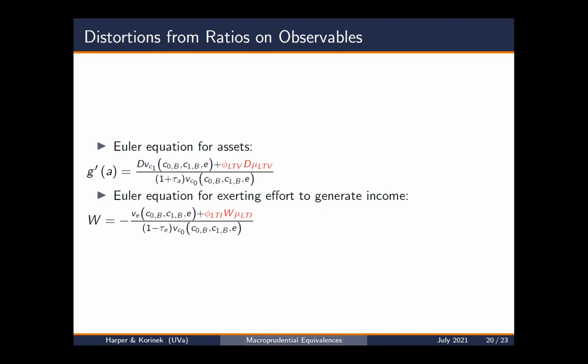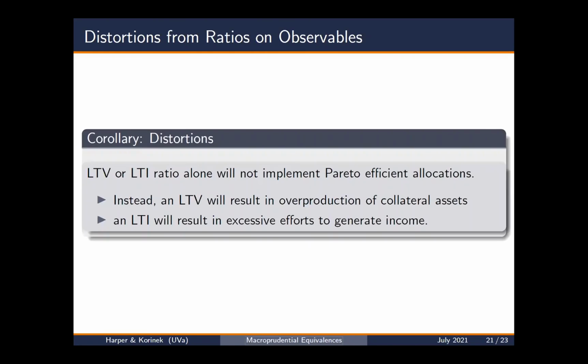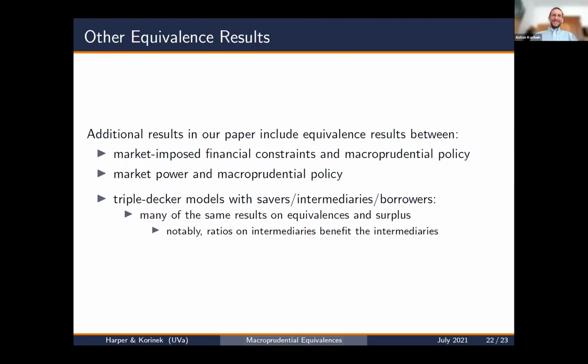So with that, we have our next little corollary to our earlier proposition: if you have a loan to value ratio or a loan to income ratio alone, you're not going to get a Pareto efficient allocation. And I think we're out of time, so I'll hand it back to Anton for quick concluding remarks. Okay, let me perhaps quickly highlight a few additional equivalence results.